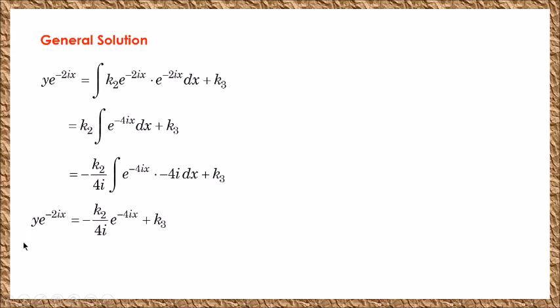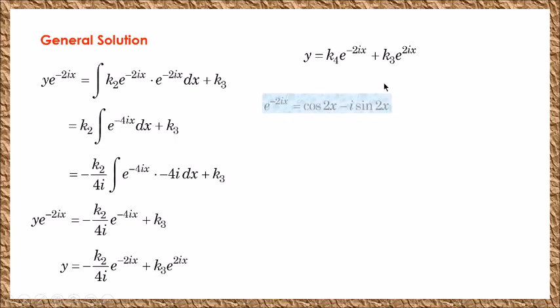Isolate y: multiply by e to the 2ix. That is equal to y equals negative k sub 2 over 4i e to the negative 2ix plus k sub 3 e to the 2ix. Let's simplify this arbitrary constant. So y equals k sub 4 e to the negative 2ix plus k sub 3 e to the 2ix.